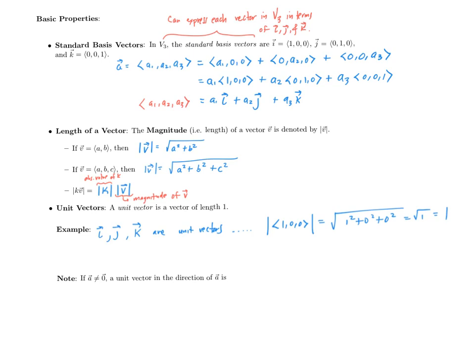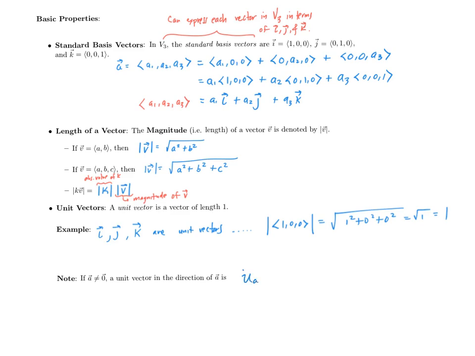And a typical question that we might be asked is if we're given any vector, let's call it A, as long as it's not the 0 vector, because the 0 vector has no direction, what is a unit vector in the direction of A? I'm just going to go ahead and write down what the formula is, and then we can explain why this is the case.